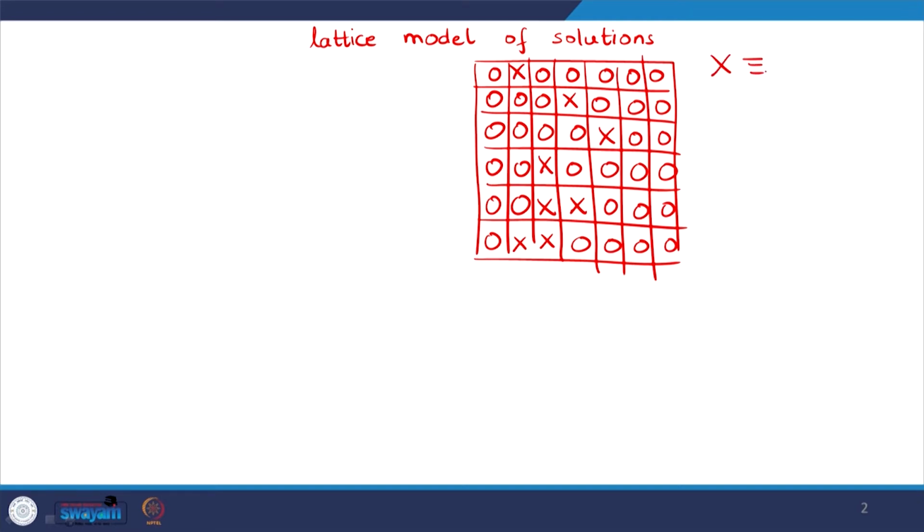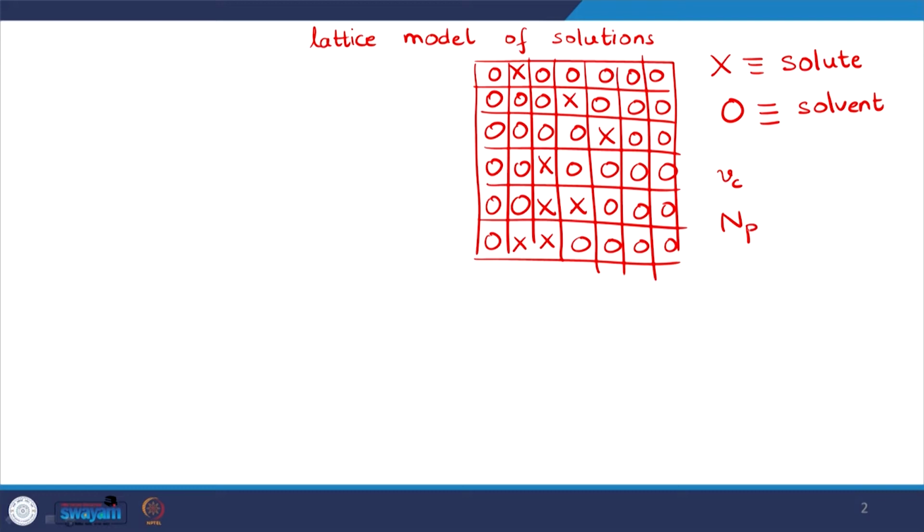So X here is my solute and O here is the solvent. So clearly both of them are assumed to occupy the same volume that is equal to the lattice volume, that is Vc. We have Np solute and Ns solvent molecules, and therefore I can define the volume fraction as Np by Np plus Ns, because the volume occupied by both are assumed to be the same.